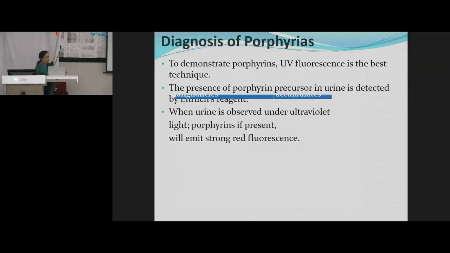So, how will you diagnose a case of porphyrias? You have to demonstrate porphyrins, and UV fluorescence is the best technique to diagnose porphyrins. The presence of porphyrin precursor in urine is detected by Ehrlich's test. So, Ehrlich's reagent is helpful in diagnosis of urine porphyrins. When urine is observed under ultraviolet light, porphyrins, if present, will emit strong red fluorescence. So, this is how you can diagnose the porphyrias.